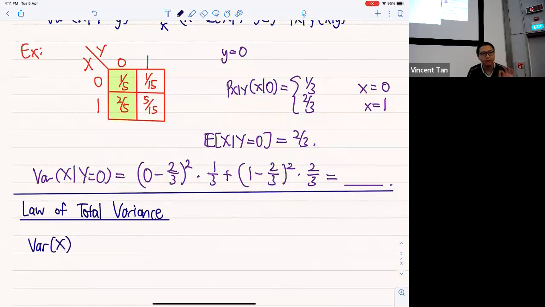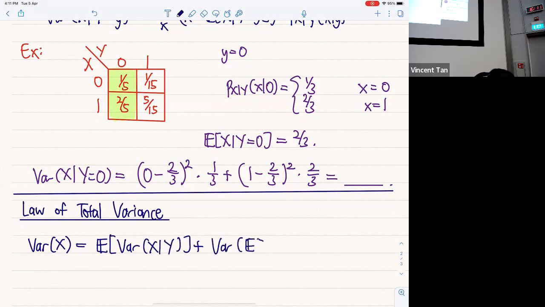Now, I'm interested to calculate the variance of X. So this is the variance of the scores of the quizzes of the whole class, quiz 1, all right? So the claim is that this is equal to two parts: the expectation of this new random variable that I defined just now, plus the variance of the conditional expectation.